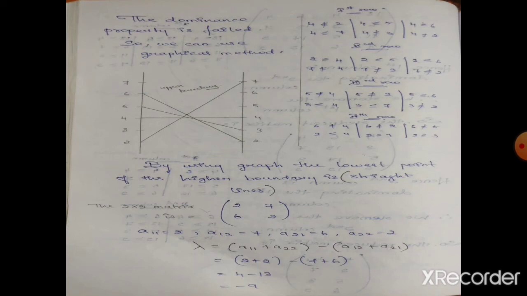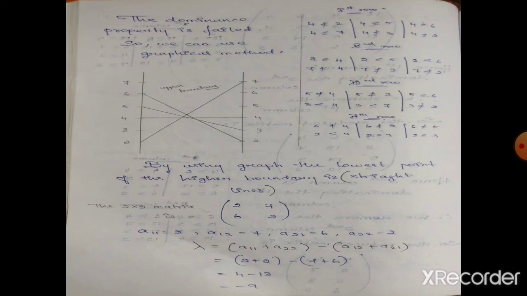So you have to draw 2 vertical lines. On the 2 vertical lines you have to put the values 2, 3, 4, 5, 6, 7, because there is no negative value, so it will be okay. So the first row value is 4 and 4. So here you have to mark 4. Here also, on the left hand side we have to mark 4 and on the right hand side you have to mark 4. So you have to join these 2 points, that will be a straight line.